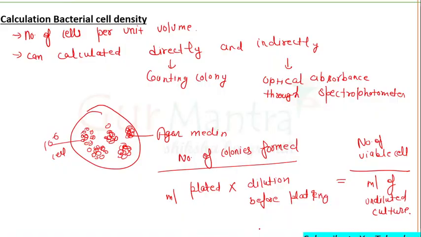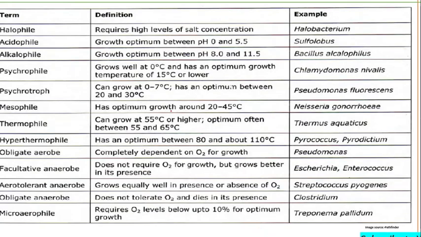Next, you are going to understand the influence of environmental factors on growth. See, halophiles require a high level of salt concentration. Halobacterium is the example. Acidophiles require an optimum pH range of 0.2 to 5.5, for example Sulfolobus. Alkalophiles have a growth optimum between 8.0 to 11.5, for example Bacillus alkalophilus.